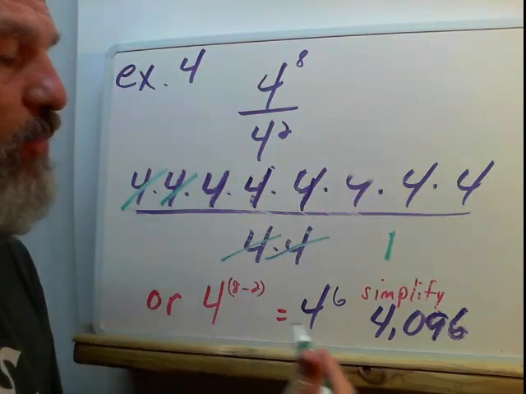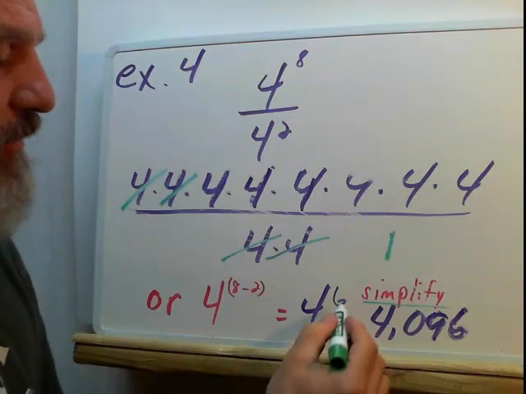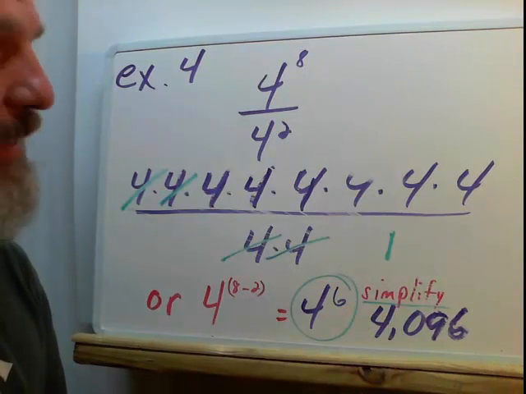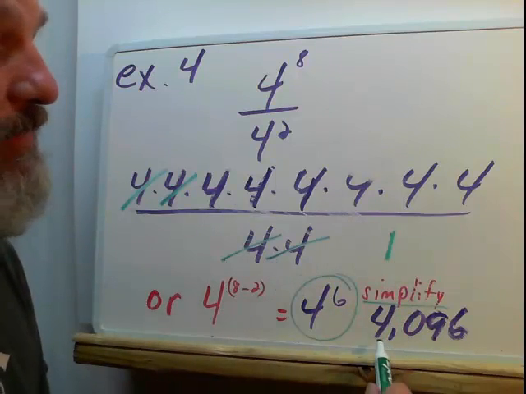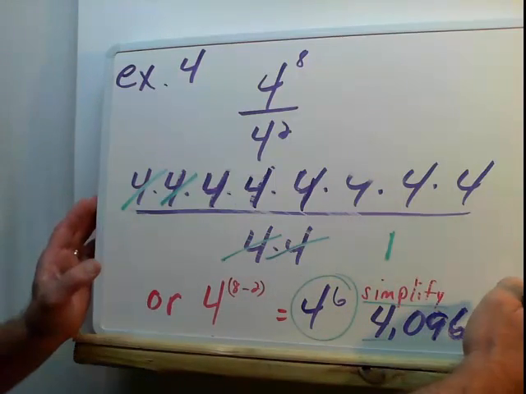However, our instructions were to simplify, so don't forget that you cannot answer this. That is not simplified. We have to put 4 to the 6th in a calculator, multiply it out, do whatever you have to, and your answer is 4,096.